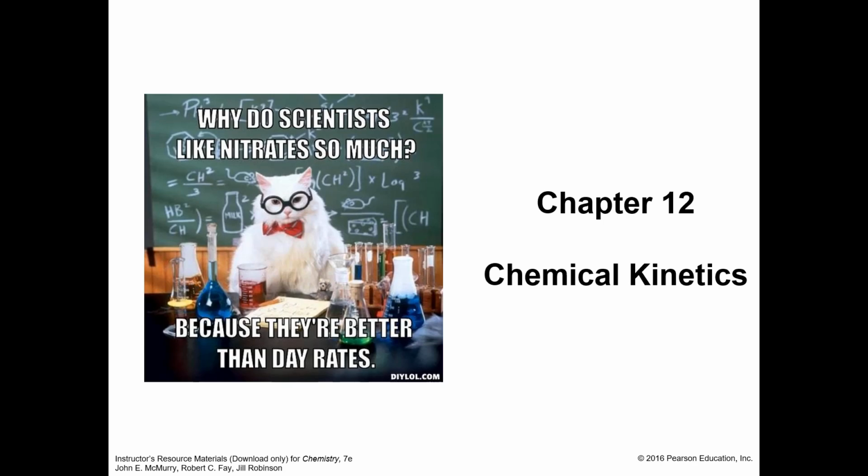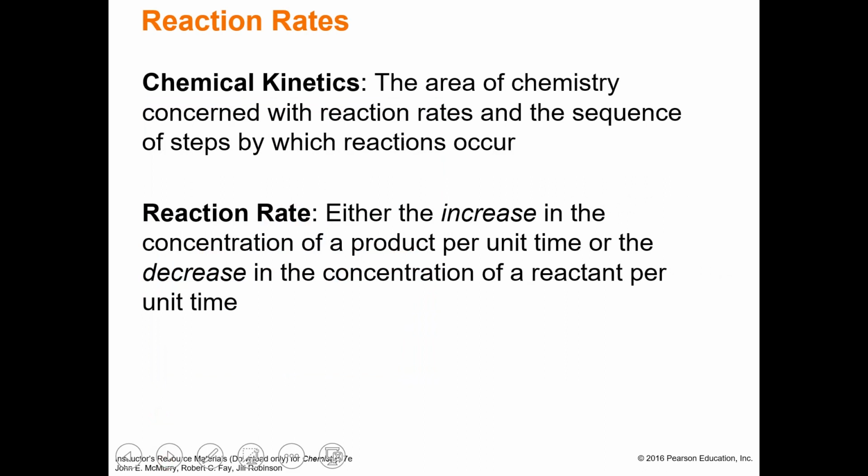In this video, we're going to talk about chemical kinetics, and specifically, we're going to look at reaction rates. Chemical kinetics is the area of chemistry where we look at reaction rates, and we also look at the sequence of steps that reactions occur by. When we see a chemical reaction, we often just look at the overall reaction, but sometimes those reactions don't happen in one step. So we will talk later on about the sequence of steps that leads us to the overall reaction.